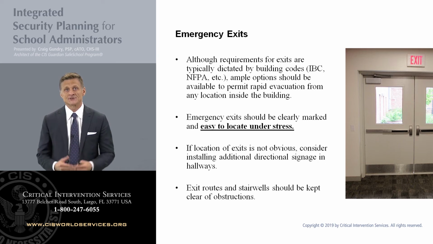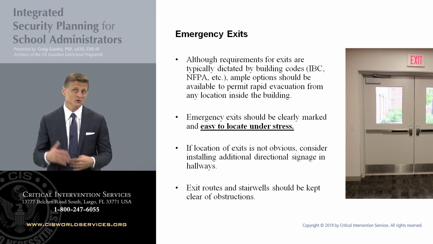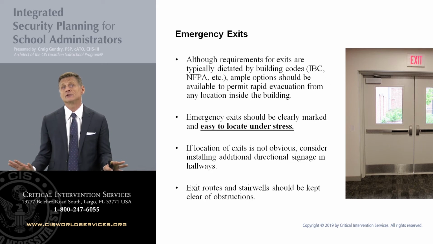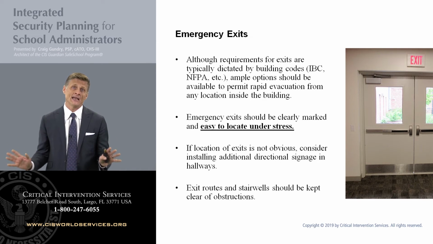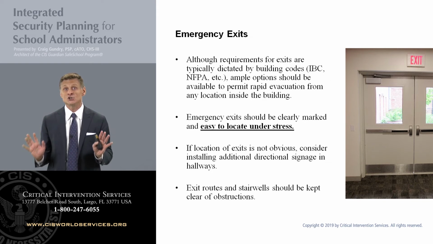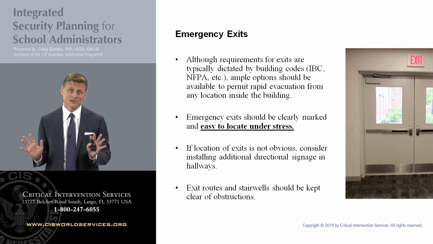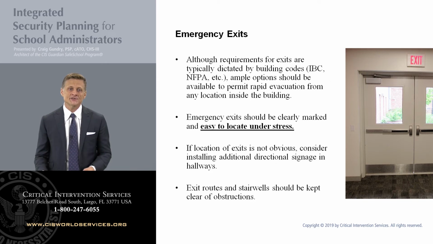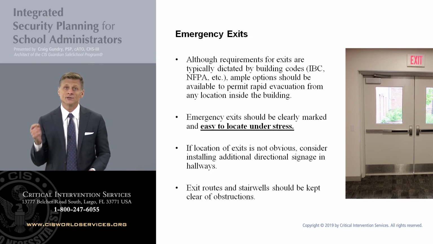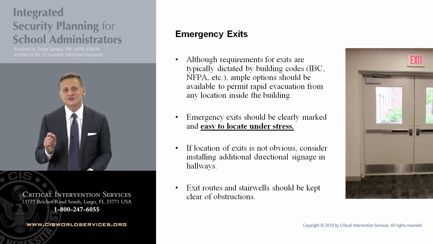In fact, when I'm doing assessments, I will periodically stop in a hallway, usually once every 50 feet or so, and just look around. Can I see a sign directing me how to get out of this area? And if yes, does it point in the correct direction? Is it intuitive, the path and its position, directing me to the proper egress route? If the location of exits is not obvious, consider installing extra directional signage. And in fact, that's quite common in a lot of my assessments. If I can't find directional signage easily, or if it's not intuitive, I install additional signage to correct the problem. Exit routes and stairwells should ideally be kept clear of obstructions.